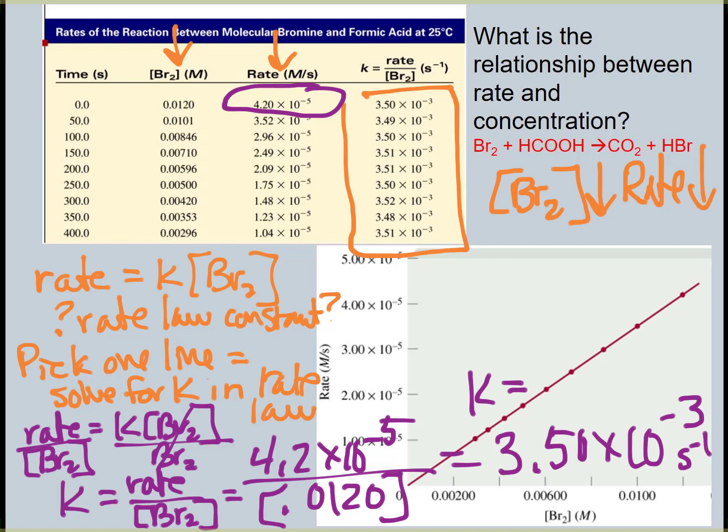And how that all works out, I'll write it in a different color so you can see it, is this is molarity per second. And down here, this is molarity. So when you divide to find K, your molarity cancels, and you're left with 1 over s, which is the same thing as s to the minus 1. So that's how that unit is derived.